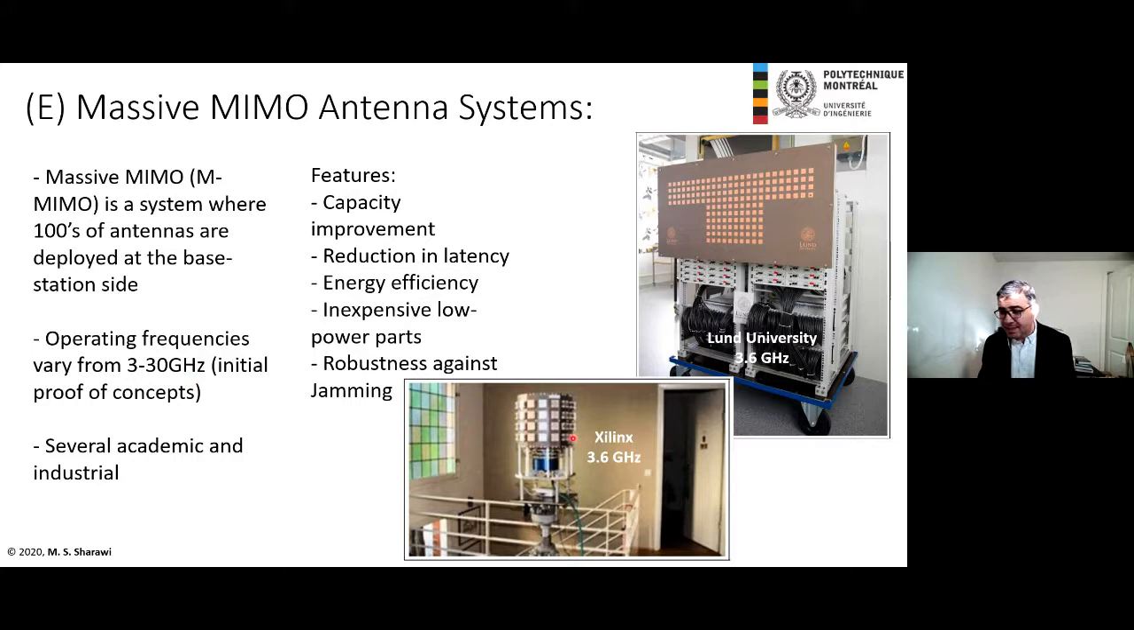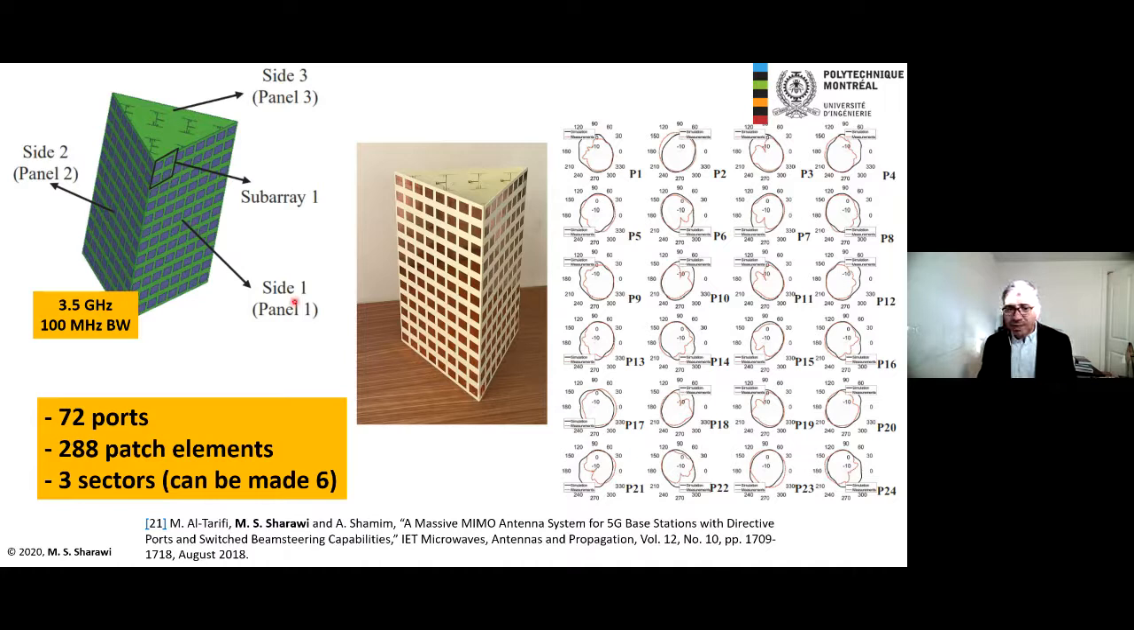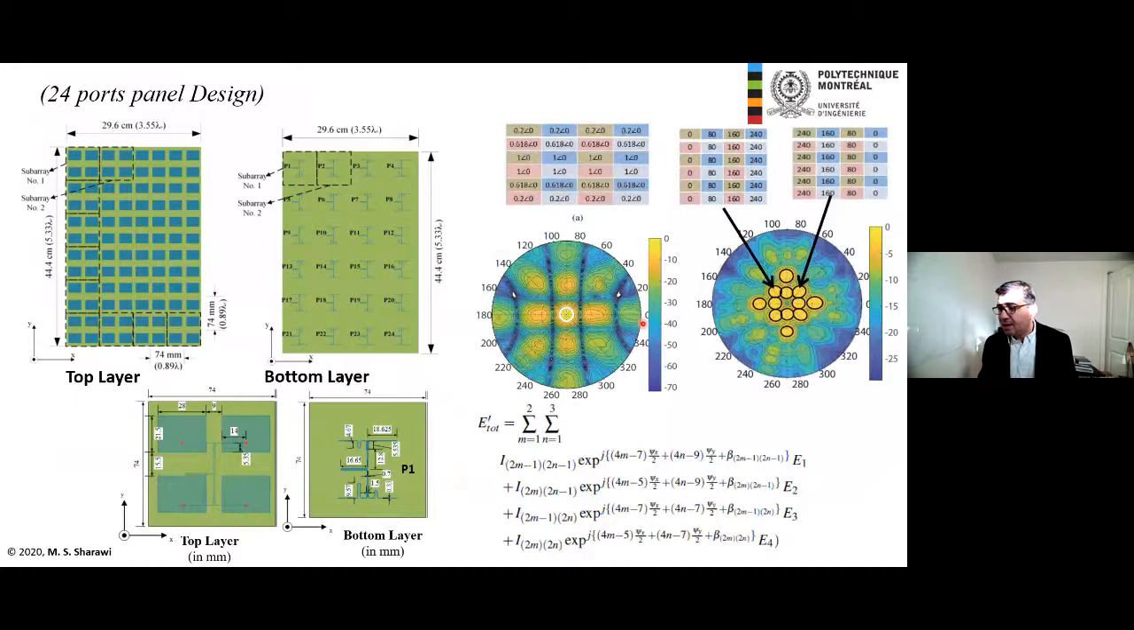This was our own design where we developed this kind of 288 patch element based 3-sector 72 port massive MIMO array. We developed it in our lab, and here are the beam concentrations from each face. We actually calculated the total fields with predefined phase tilts for every subarray.